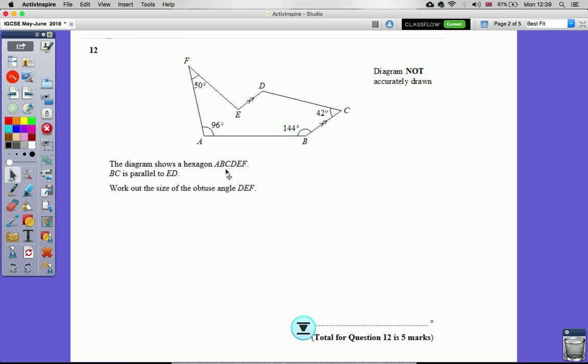So the diagram shows a hexagon ABCDEF. BC is parallel to ED. So this is the hexagon. BC, this part, is parallel to DE. Work out the size of obtuse angle DEF. We're looking for this one, because it's clearly mentioned here, obtuse angle. If you work out this other part, that would be wrong because that's not an obtuse angle, that's a reflex angle. So we are looking for the angle DEF.